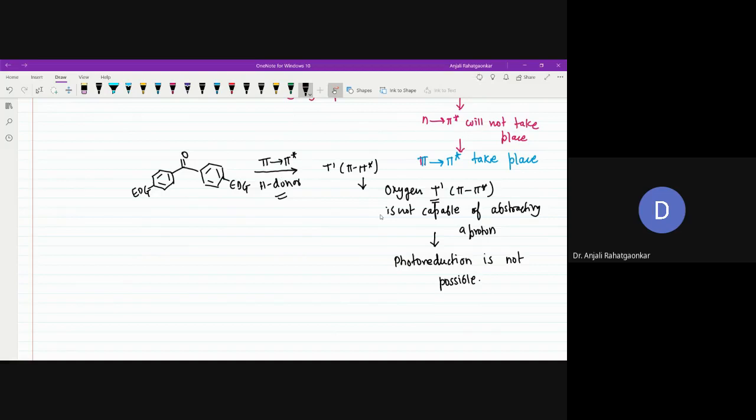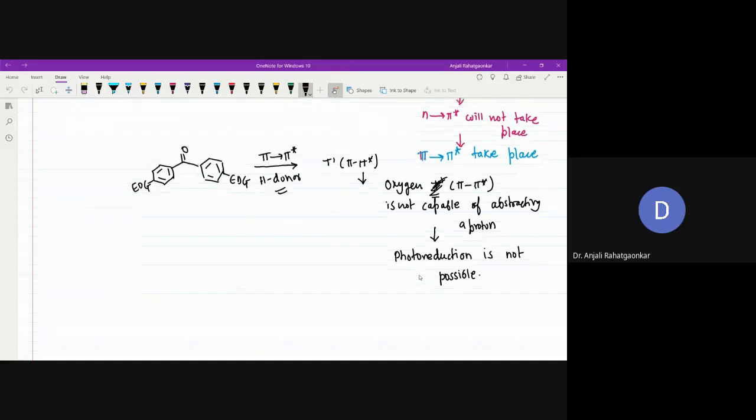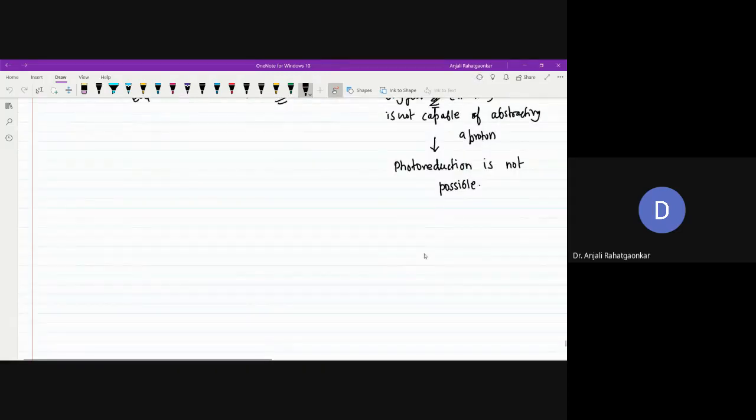Now leave the triplet state aside, just remember this much, because the reactions ahead are not happening anyway, so why remember singlet, why remember triplet. Just remember this: the oxygen in the pi pi* transition is not capable of abstracting a proton, and because of this reason photoreduction is not possible. So these are the two important points. Because of that, photoreduction in benzophenone having electron donating groups is not going to happen.